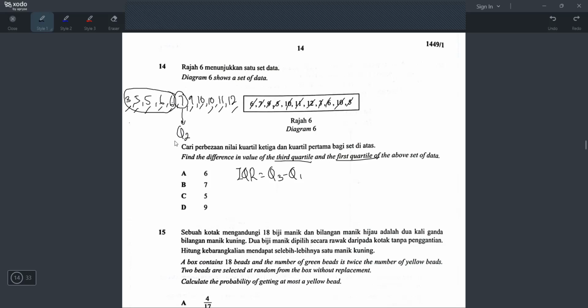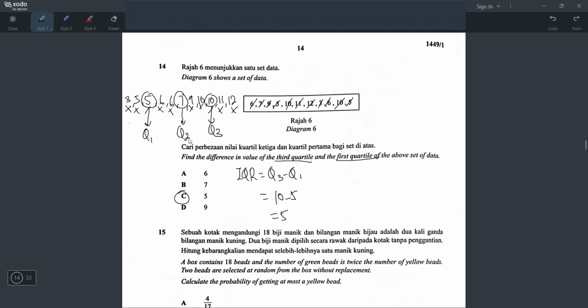So let's find the middle of the first half. So you cut here, cut here, cut here, cut here. So very clear to me, the Q1 is 5, right? Now what about the second half's middle? You cut 9, you cut 12, you cut 10, you cut 11. So 10 is the Q3. So now to find Q3 minus Q1 is 10 minus 5, which is 5. So the answer is C, all right?